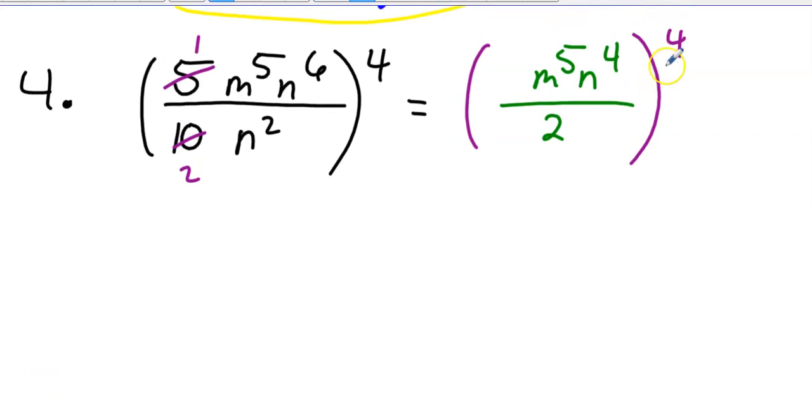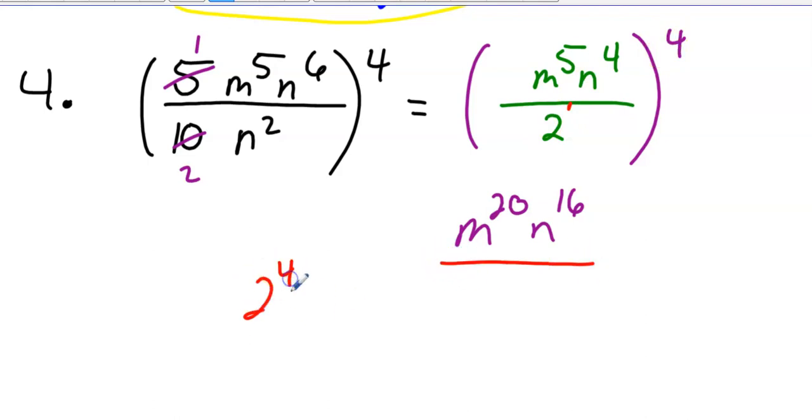So now we can go back and actually multiply out the exponents here. You've got 4 times 5, which would make it m to the 20th. 4 times 4 for the n, which would be n to the 16th. And then for the 2, again, it's going to be 2 to the 4th power. So if we've got 2 to the 4th power, 2 times 2 is 4, 8, this should be a 16 for the number that would be there.